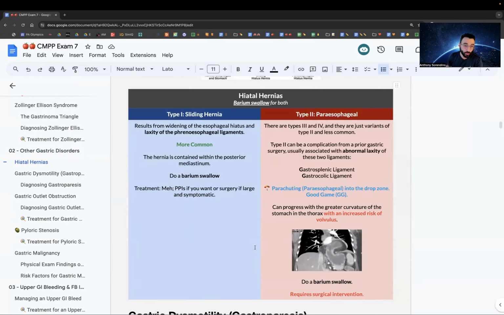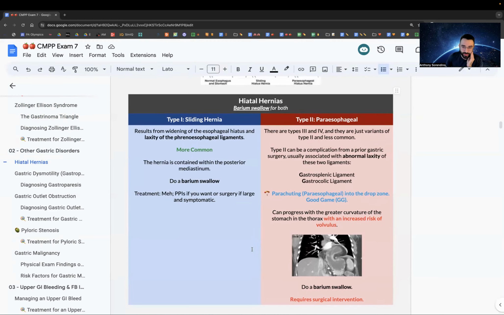It's going to result from the widening of the esophageal hiatus from the laxity of the phrenoesophageal ligaments. So just think like phrenic nerve, diaphragm, it's kind of right there. It's sliding through there. It's more common. It's going to be contained within the posterior mediastinum. You're going to be doing a barium swallow to diagnose both of these. Treatment really isn't important for this. Give them a PPI if you want, or you can do surgery if it's large and symptomatic.